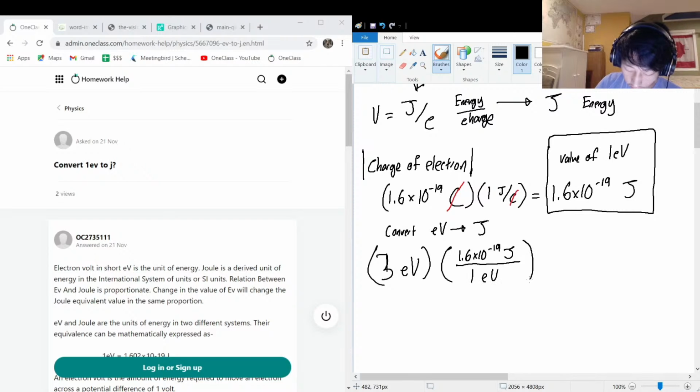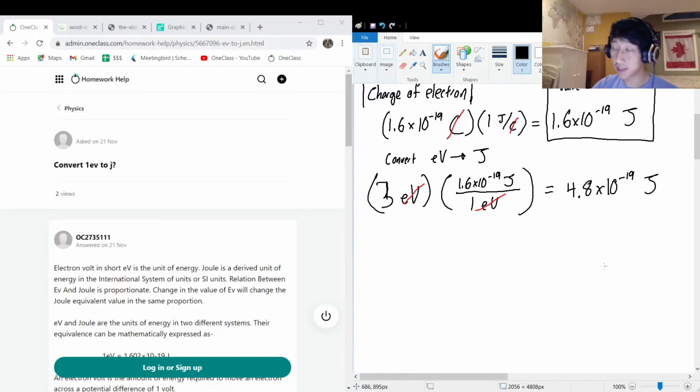So we do the math here. You see the EV up here and down here, they neutralize each other. So all that's left is joules, which is just 3 times 1.6, and that's going to be 4.8. Yeah, 4.8 times 10 to the negative 19 joules is equal to 3 electron volts. Okay, so got to be very comfortable and familiar with this stuff. Yeah, and canceling out units and all that.